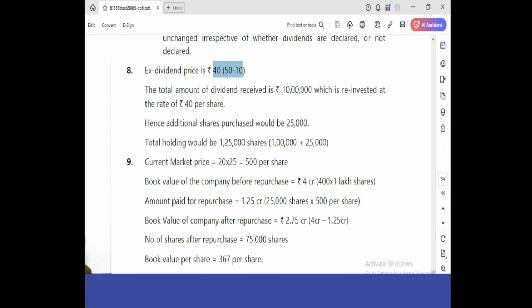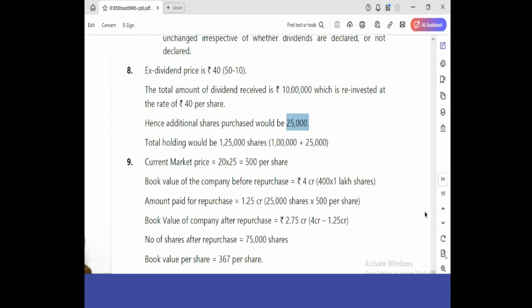Now divide the 10 lakh rupees cash you pocketed by 40. You can buy 25,000 shares in the company. Yes or no? Yes, sir. Divide the 10 lakh rupees dividend received by rupees 40, the current market price. So you can buy 25,000 shares in the company.